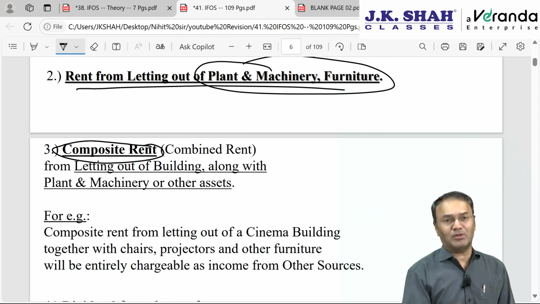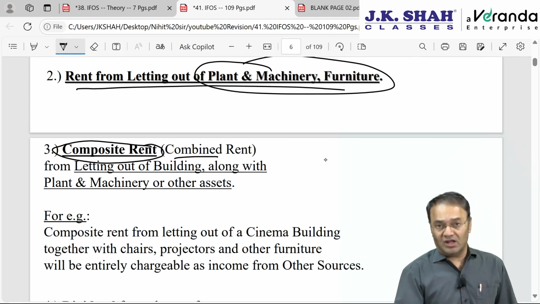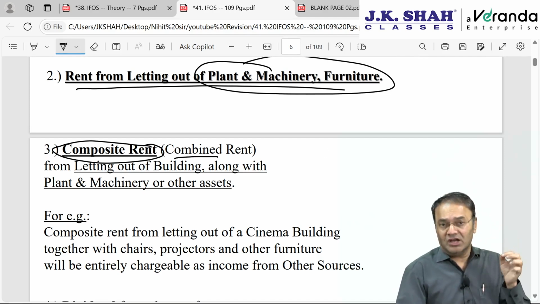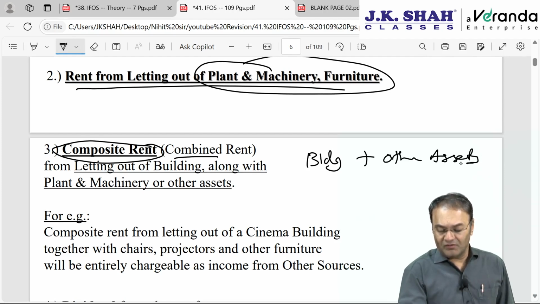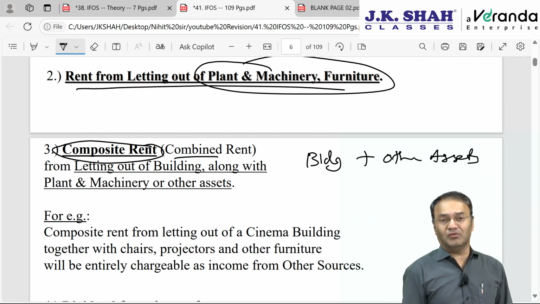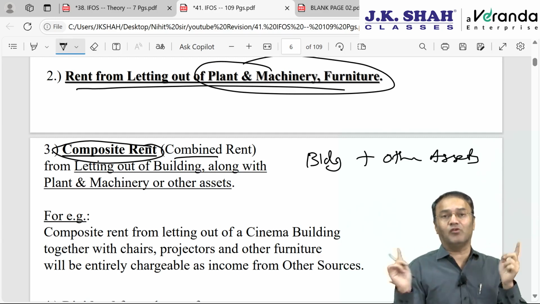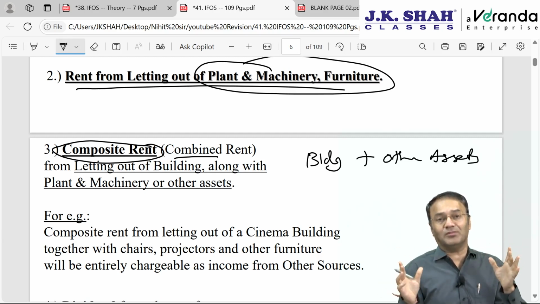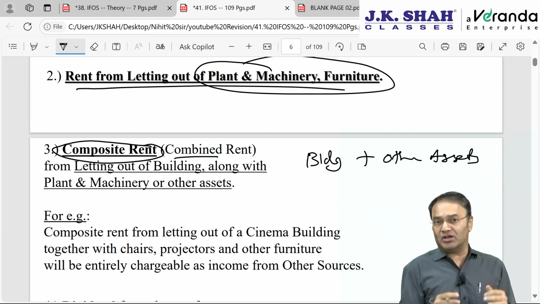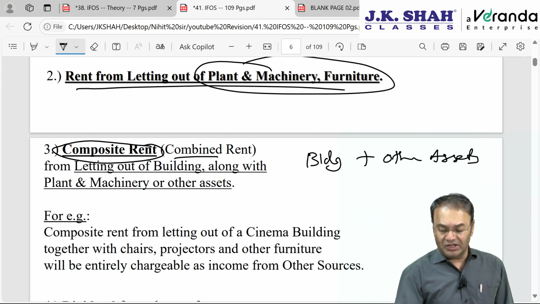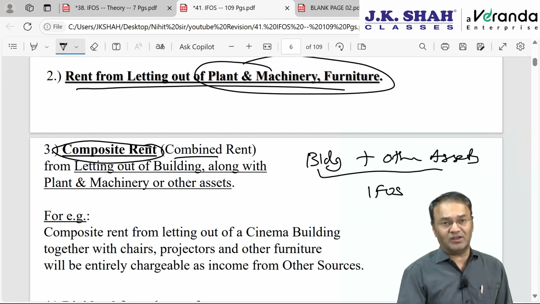Composite rent or inseparable composite rent. Composite rent means combined rent. So this is a situation where the tenant wants land and building along with other assets, that is, along with furniture, fittings, etc. Like a cinema theater building, where the tenant is not ready to accept only four walls and one roof. He is not ready to accept it in a bare shell form. Along with the building, along with the cinema theater, he wants chairs, projector, screen, sound system, everything. Then combined rent, composite rent will be taxable under IFOS, whether bifurcation is available or not available.